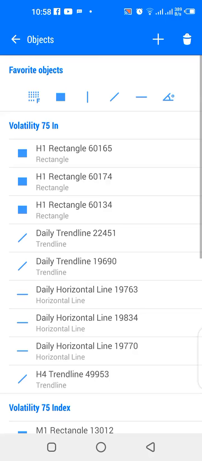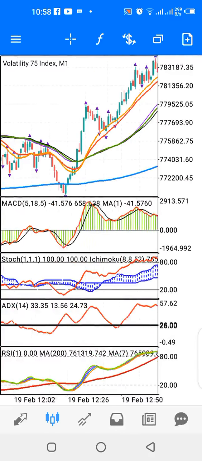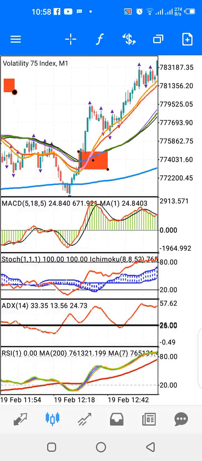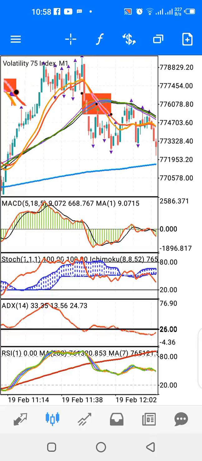Okay, like a cross up around here. Buy to buy. Another cross up. Buy to buy. This is a cross down. Buy to sell.